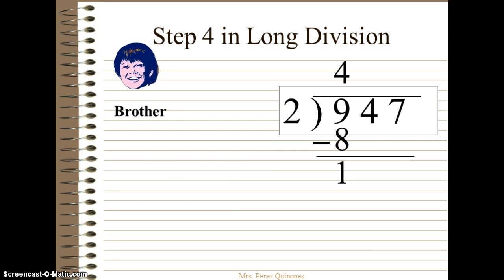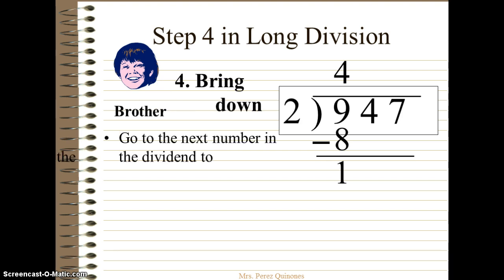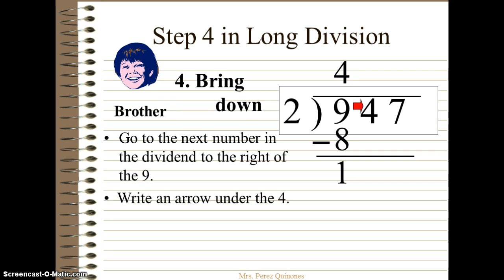We move on to my little brother. He says, bring down. Go to the next number in the dividend to the right of the 9, which is the 4. Write an arrow under the 4. Bring the 4 down next to the 1 to make 14.